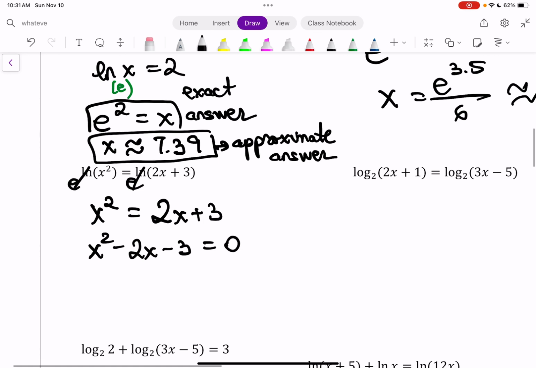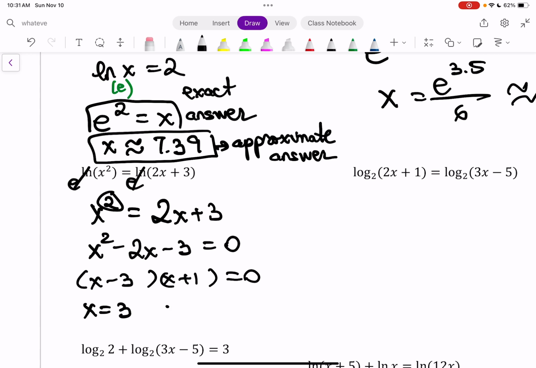So first time that we end up with a quadratic equation, right? So we already know how to solve quadratic equations. Here it is. We'll move all terms to one side. Then we're going to factor if we can. And the two answers here are 3 and -1.